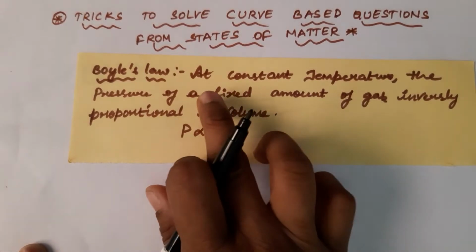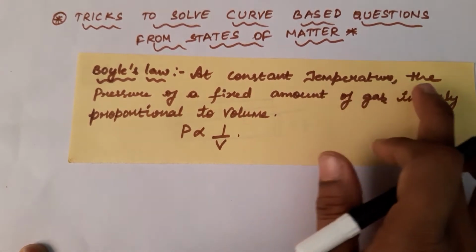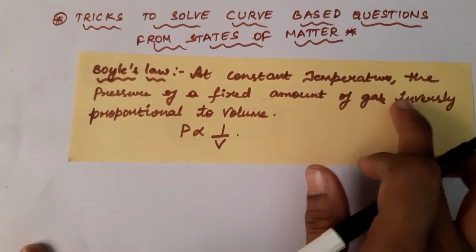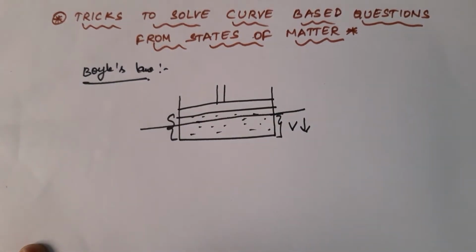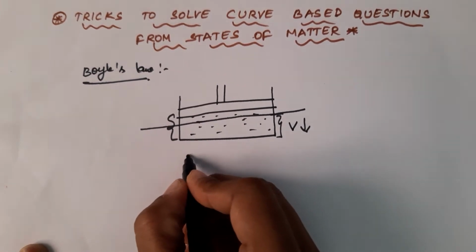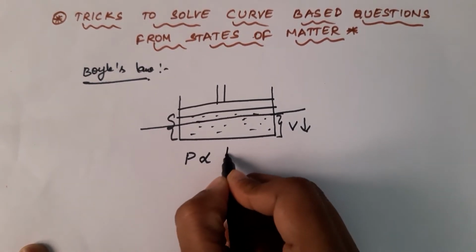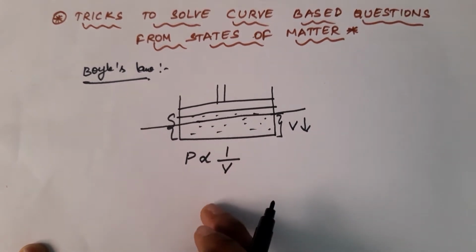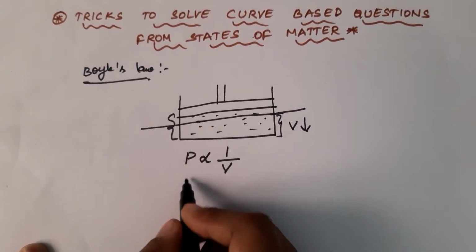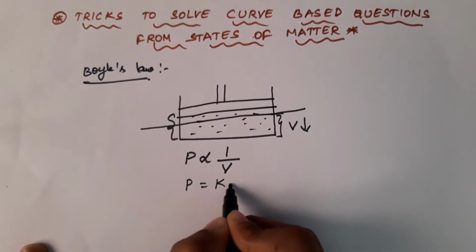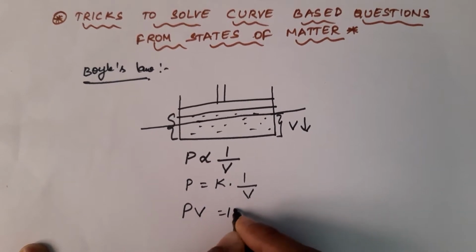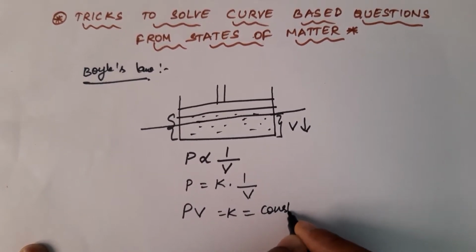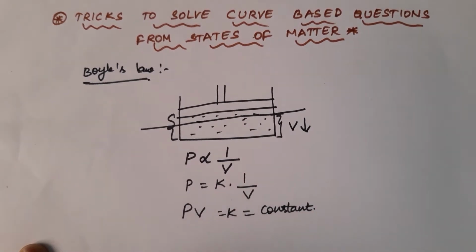See, once again, Boyle's law means at constant temperature the pressure of a fixed amount of gas is inversely proportional to volume. Here temperature is constant. Then what is the expression given by Boyle? P is inversely proportional to V. If you remove the proportionality sign, we have to keep a proportionality constant, that is P = K into 1 by V. Then we can write it as PV = K, that is equal to a constant.